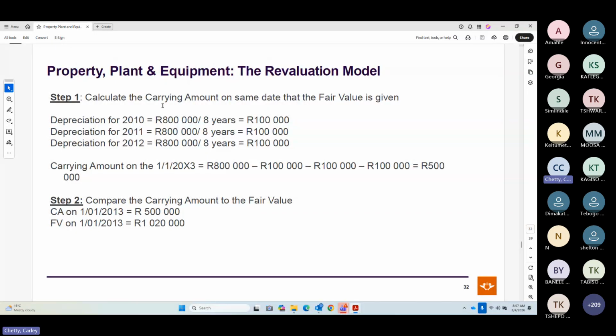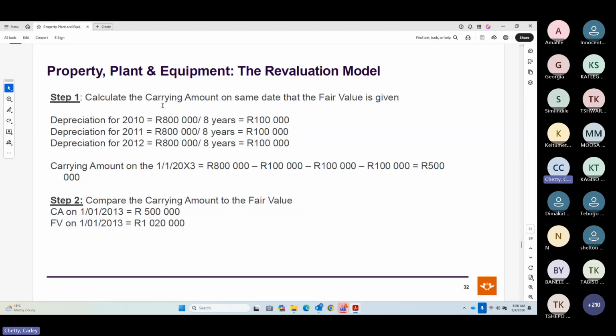So the depreciation for 2010, so we need to depreciate for 3 years. So the asset was purchased on 1 Jan 2010 and the revaluation was done on 1 Jan 2013. So we are going to depreciate the asset for 2010, 2011 and 2012. So we're going to take 800,000, which is the cost of the machine, and we're going to divide by the useful life of 8 years. So we're going to take 800,000 divided by 8 years, and this will give us depreciation for 2010 of 100,000.